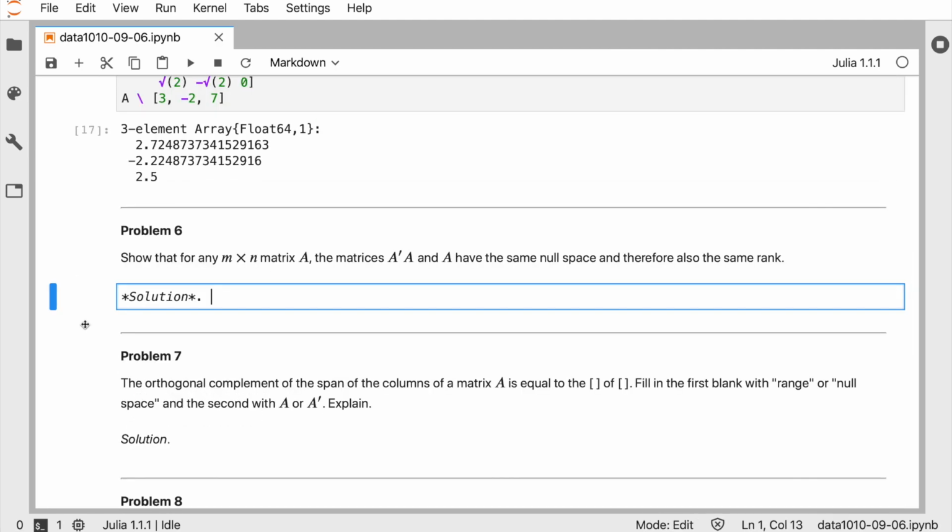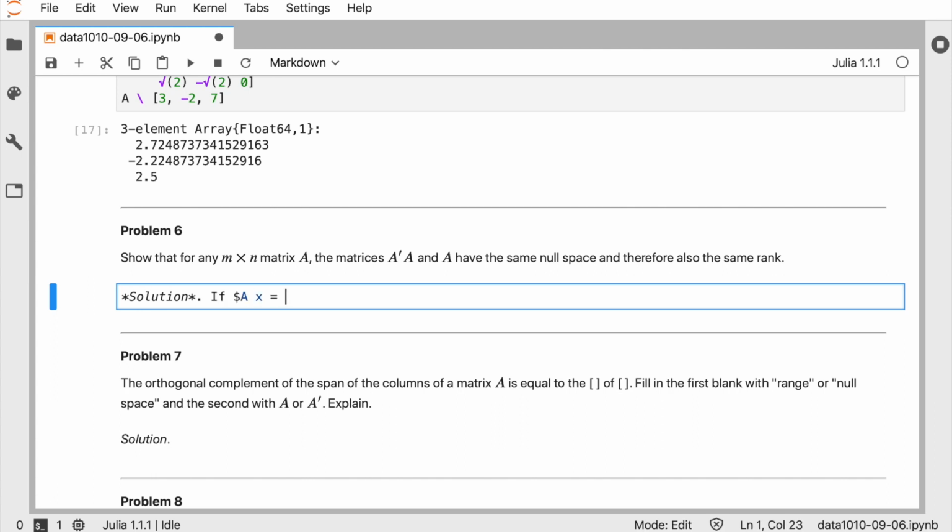So this is another theory problem. We're asked to show that A transpose A and A have the same null space. So in other words, we want to show that if A maps a vector to 0, then so does A transpose A, and conversely, if A transpose A maps a vector to 0, then so does A. So one of those directions is much easier than the other.